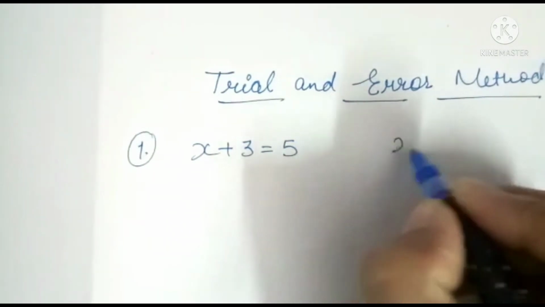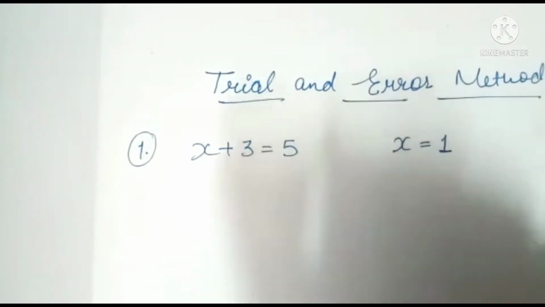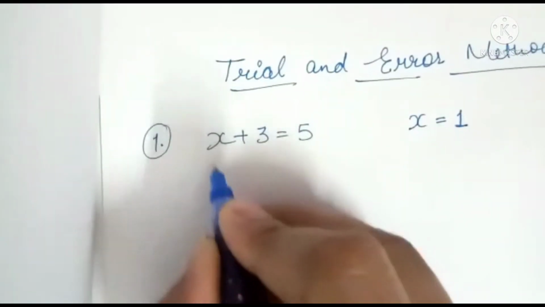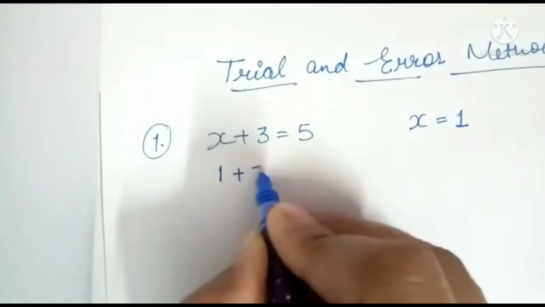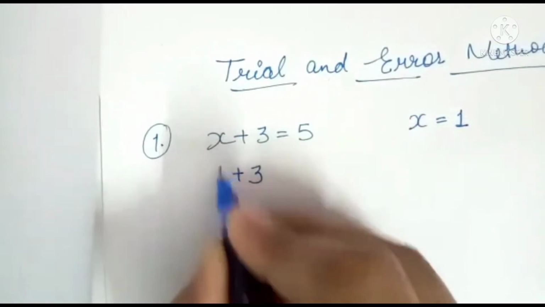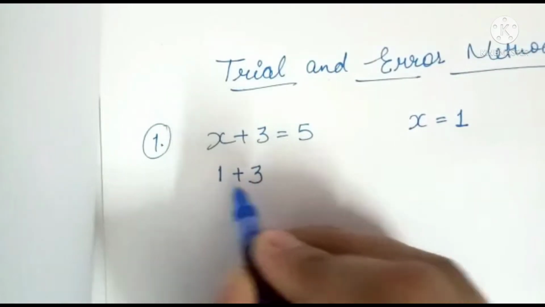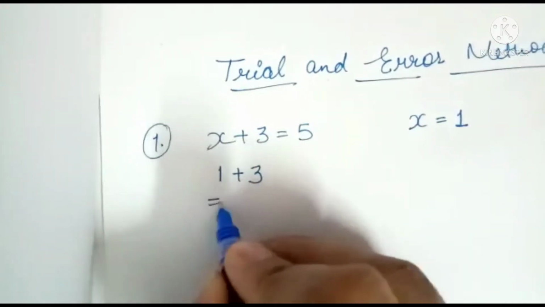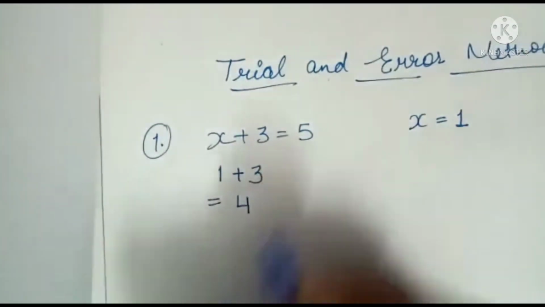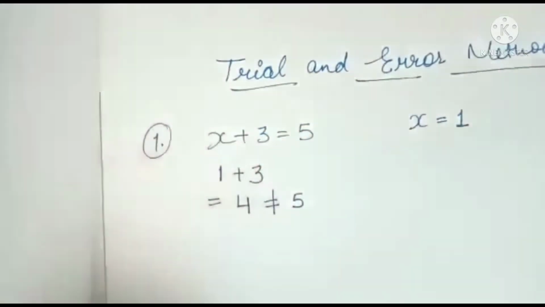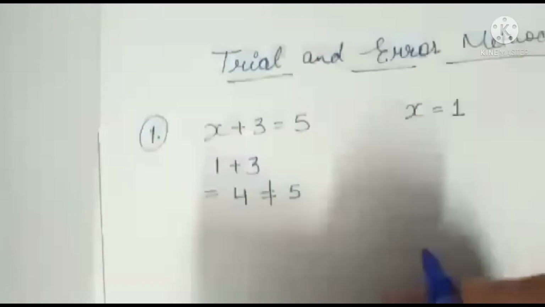First I am going to try the value x is equal to 1. If I put it in the left hand side, instead of x I will write 1, so 1 plus 3. So I have put the value of x, that is 1 plus 3. When I add it, it will be 4. So it is not equal to 5. It means 1 cannot be a solution of this equation.